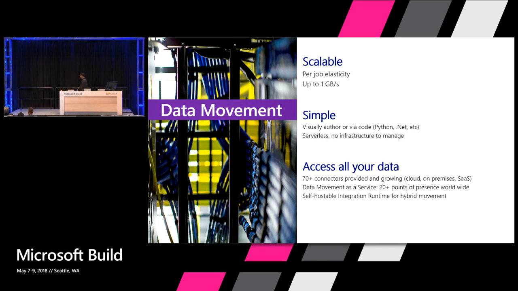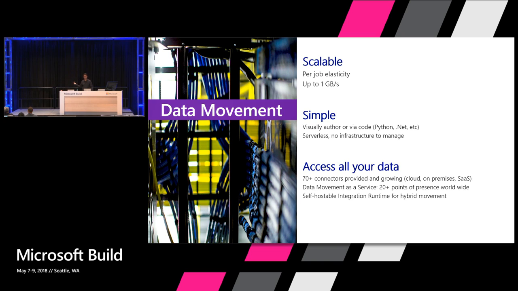The piece that I talked about when I was talking about Data Factory was data movement, which was one of the biggest value props, and we have a data movement service that sits underneath this. There are three main things I want to talk about with respect to data movement. First, the service is truly scalable, which means it has per job elasticity. There's no noisy neighbor problem because you get a dedicated infrastructure to run your jobs. We'll scale it up, scale it down. And in certain cases, we can give you up to 1 gigabyte per second as well.